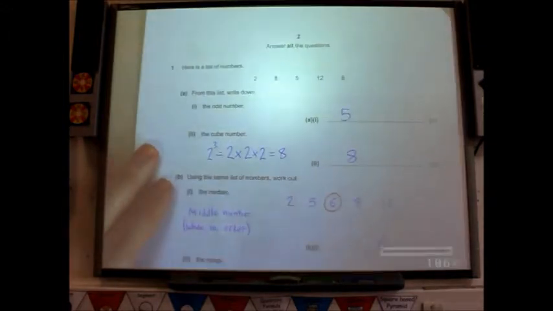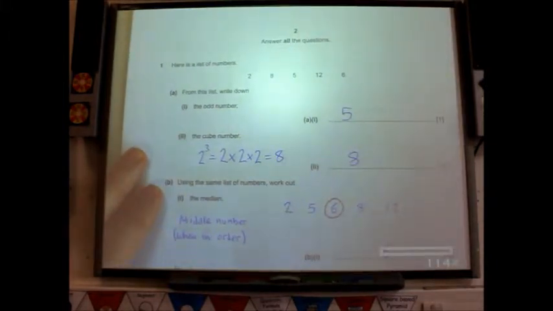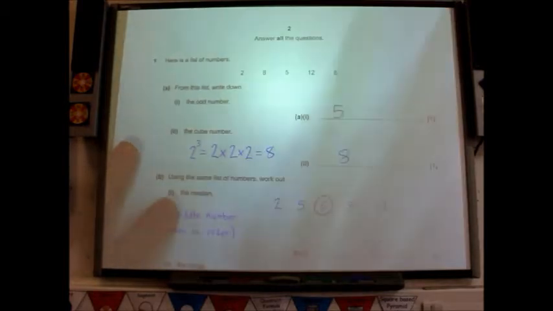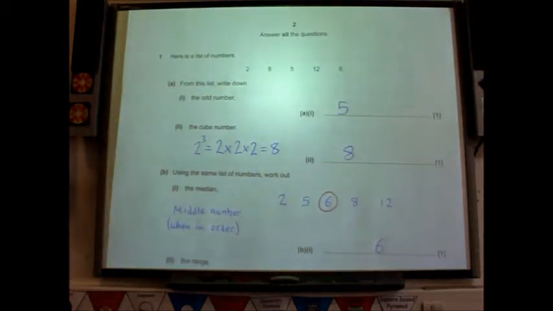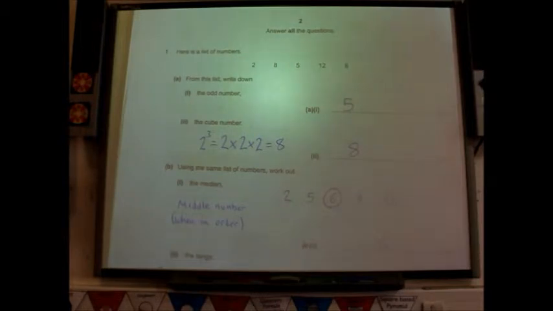Question number 1. Here is a list of numbers. Write down from the list which is the odd number. I hope we're all pretty good at this. It's clearly number 5.